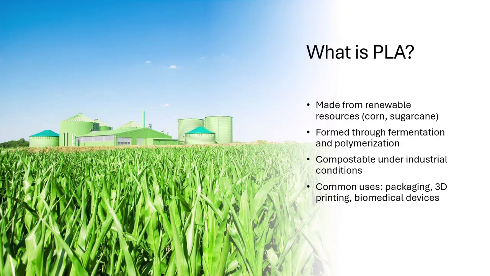Polylactic acid, or formally known as PLA, is made from renewable resources like cornstarch or sugarcane. Through fermentation and polymerization processes, these natural sources are converted into lactic acid, which is then built into long polymer chains. Now, PLA is compostable under industrial conditions and is widely used today in packaging, 3D printing, and even in biomedical applications.